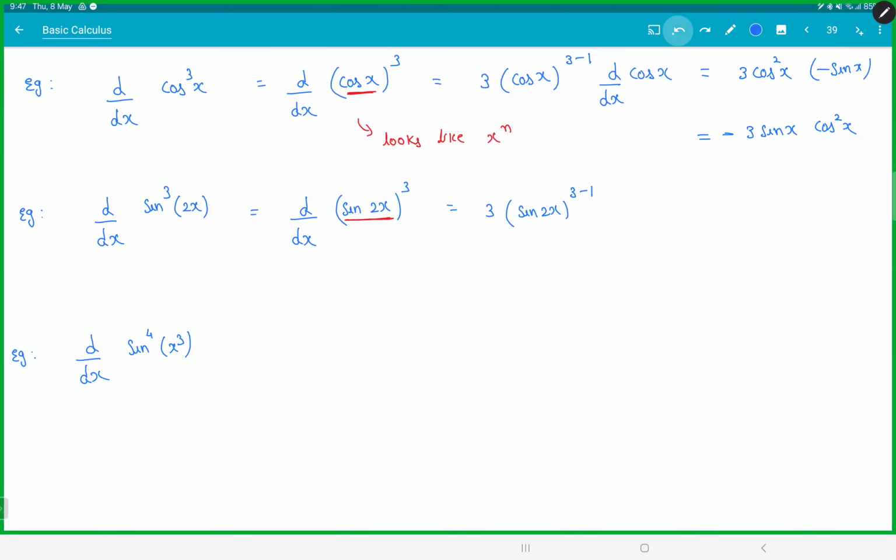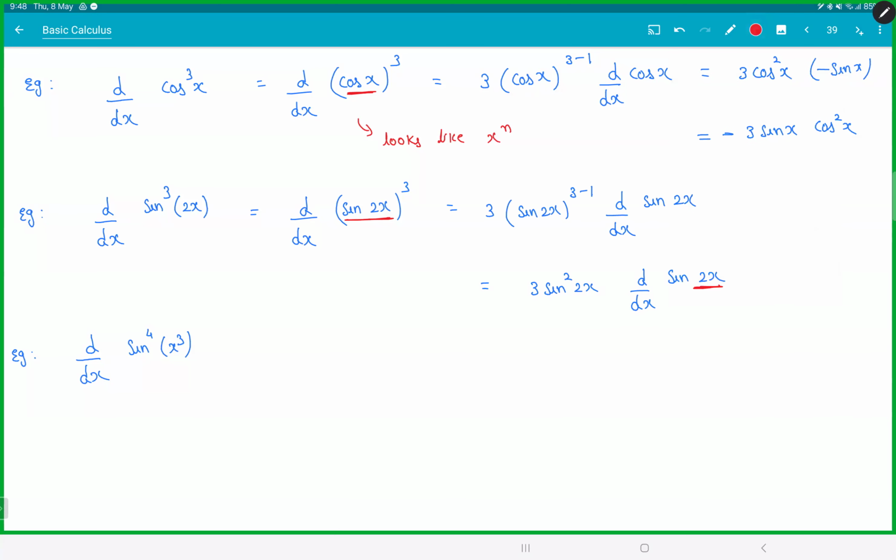It's not x cube, right? It is looking like x power something. So then you have to differentiate whatever is inside. So this guy will be 3 sine square 2x. But again, now we have a problem. Is this really sine x? This is not sine x. This is sine 2x. So this is again looking like sine of something.